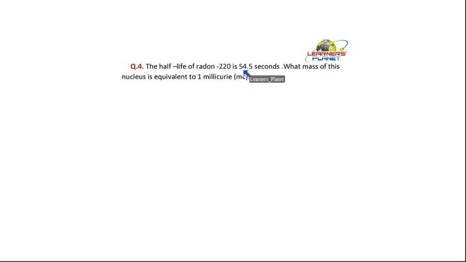The half-life of radon-220 is 54.5 seconds. What mass of this nucleus is equivalent to 1 millicurie? So, you have been provided with a half-life. How will you find it out?